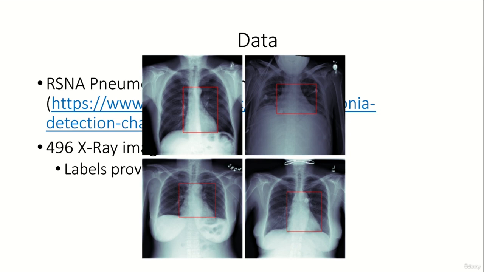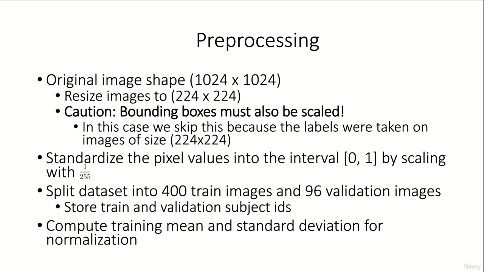Now it's time to talk about pre-processing. As we already did when tackling the Pneumonia Classification Challenge, we downsized the images to 224 squared. Caution! When performing such an operation, you absolutely need to rescale your bounding boxes. Otherwise, your training will fail horribly. However, in this specific case, we can skip this step because we already labeled all images in the reduced resolution. As typical for X-ray images, we standardize them with the factor 1 divided by 255.